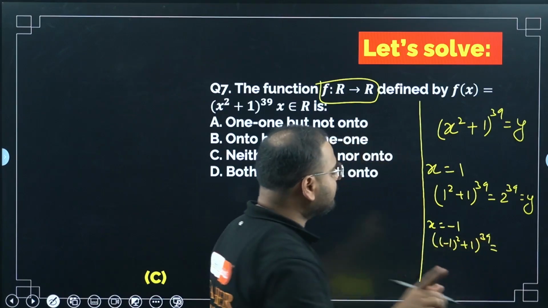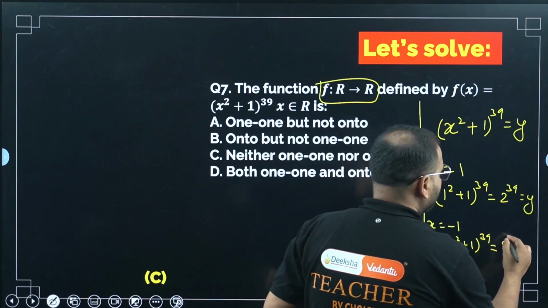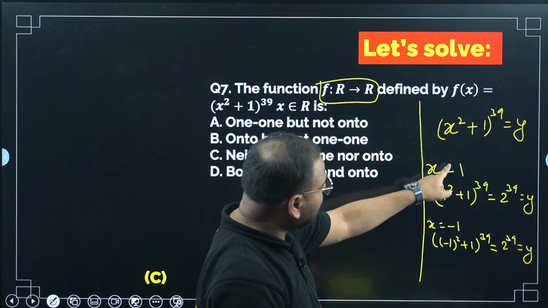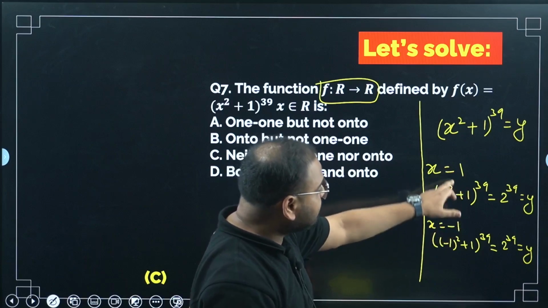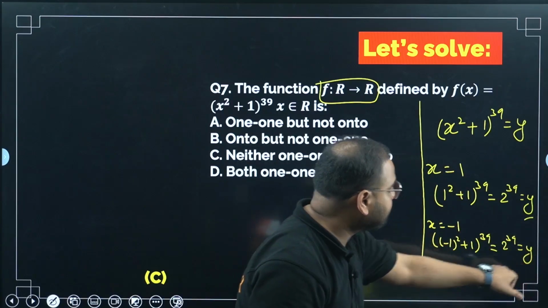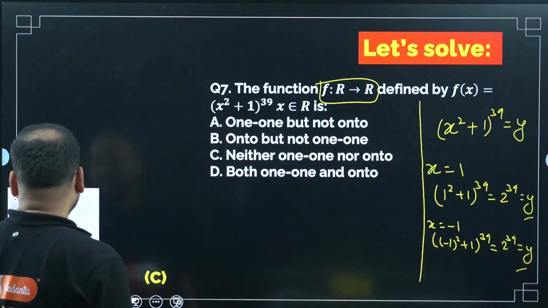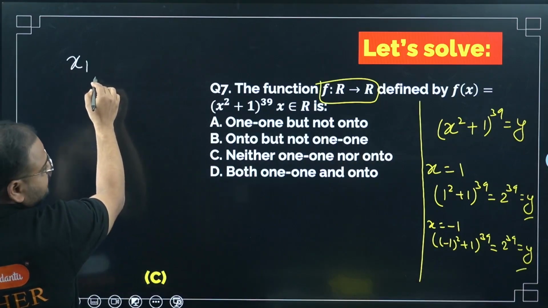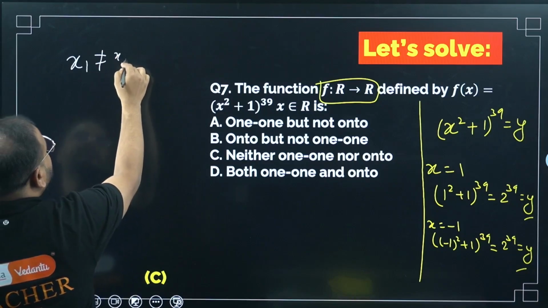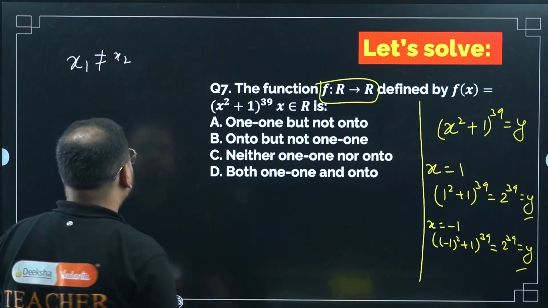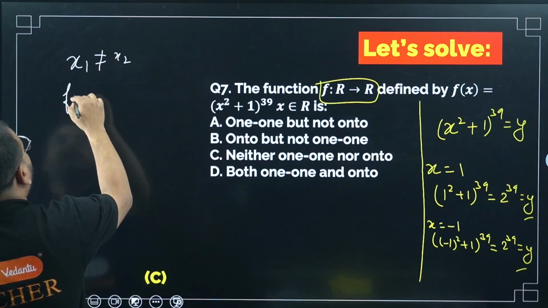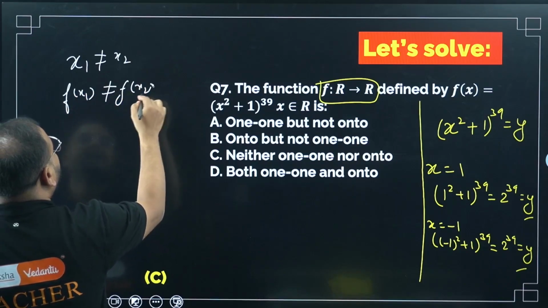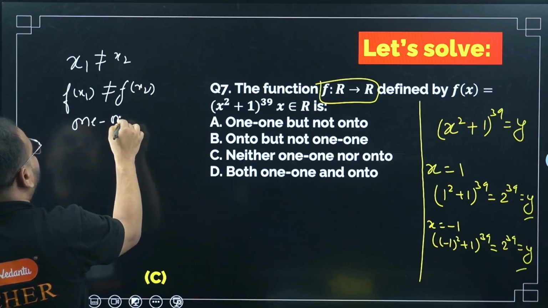Minus 1 square is again 1, sir. 1 plus 1 will be the same thing, 2 power 39. For a different x value, y is the same. You must have forgotten this since I'm doing graphs for so long. If x1 is not equal to x2 is given, then f(x1) cannot be equal to f(x2) when it is 1-1.